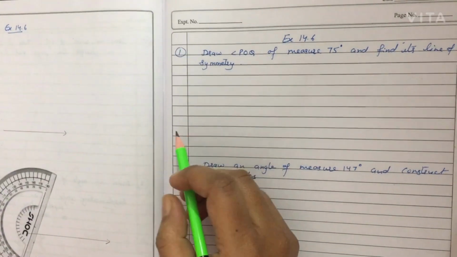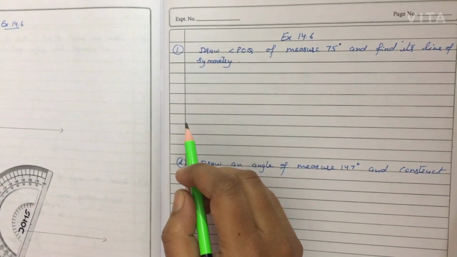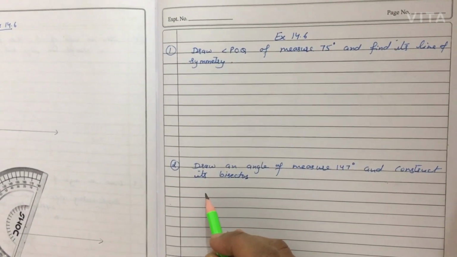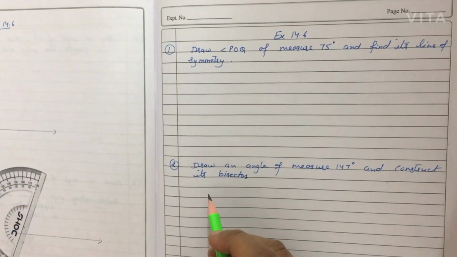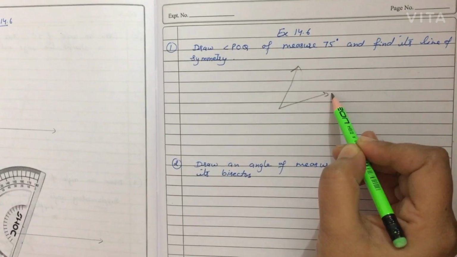Good morning students. Today we will discuss how to get the line of symmetry of any angle and how to construct the bisector of any angle. Both are the same things. Just suppose we have an angle.